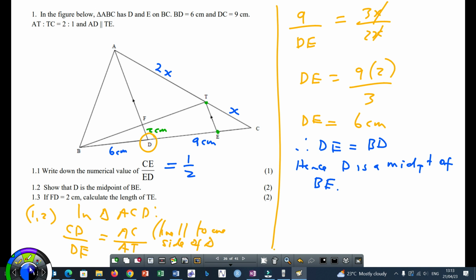So from here, I'm going to say in triangle BET, okay? In triangle BET, TE is going to be equal to 2 times FD. And my reason here is the converse of the midpoint theorem. Okay. Why do you think I'm saying the converse?